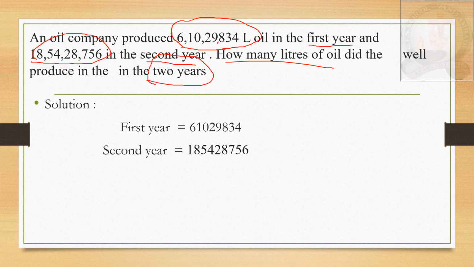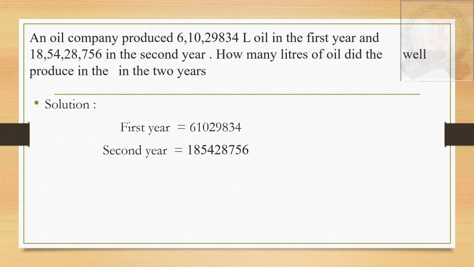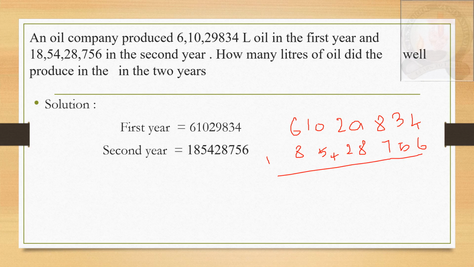Okay, in the 2 years we should add. Children, we should add the number of liters of oil in the first year and the second year. Let me write again here: 6 crore 10 lakh 29,834. Next, 18 crore 54 lakh 28,756. Okay, we will add these. 4 plus 6 is 10.